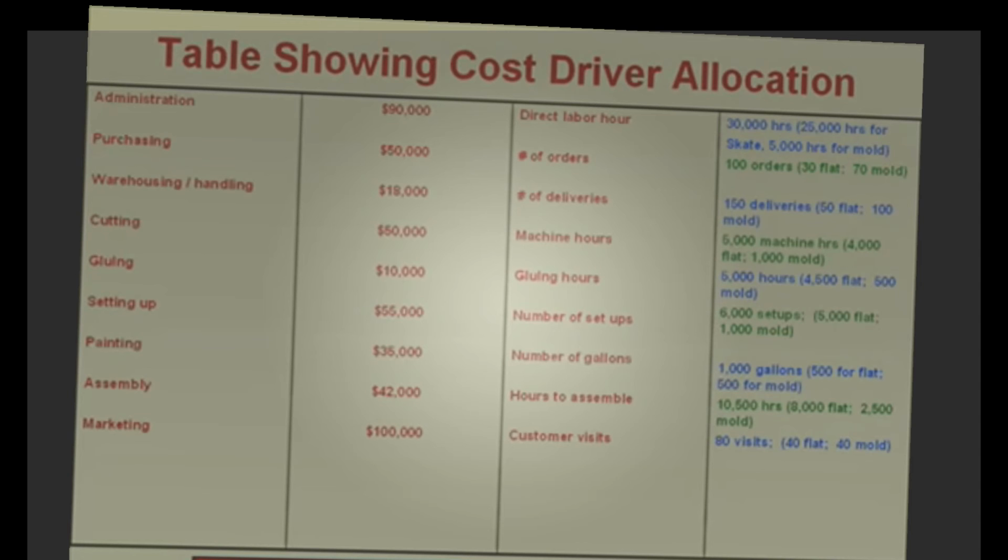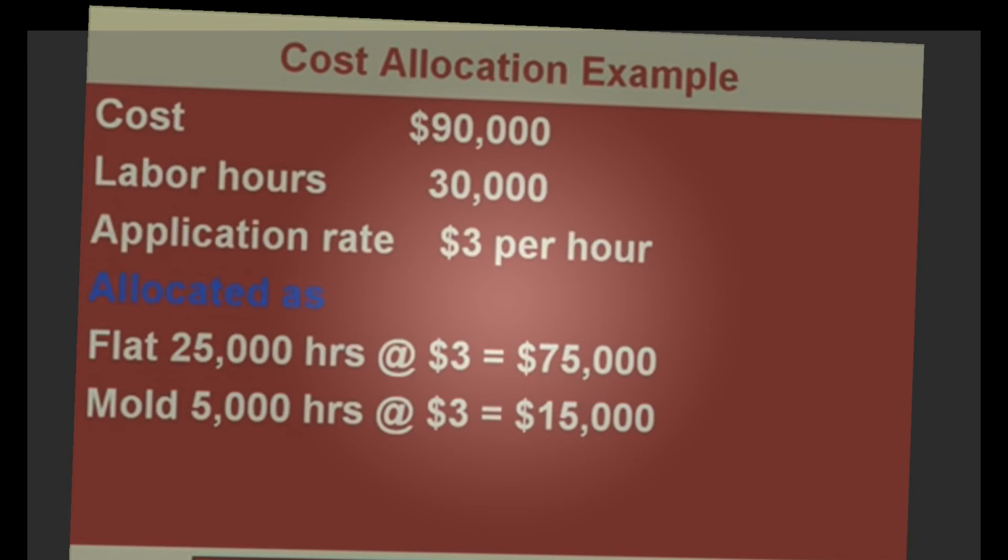Now we have to allocate the costs. Let me show you for the first one, namely administration. The cost is 90,000. You were told it took 30,000 labor hours. So the application rate is $3 per labor hour. How do you allocate it?